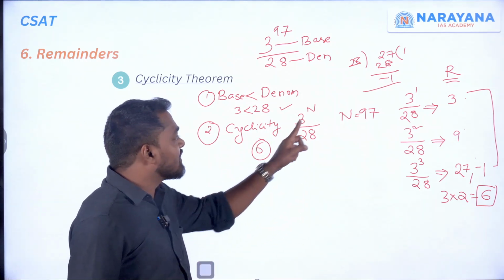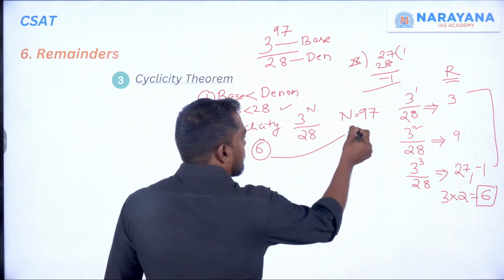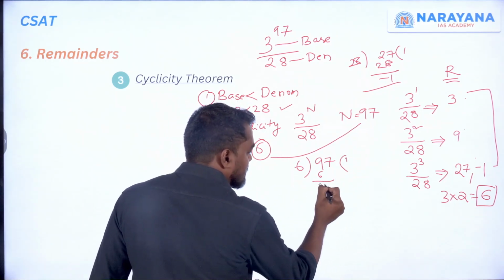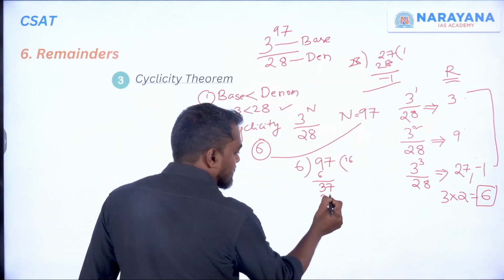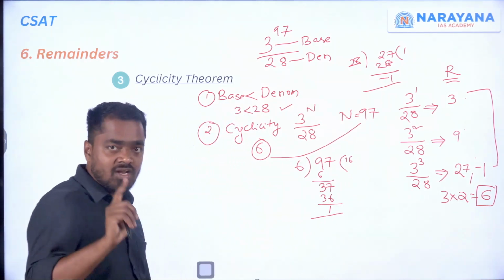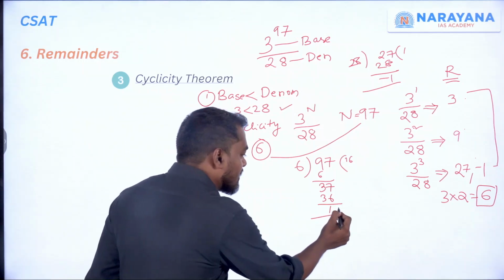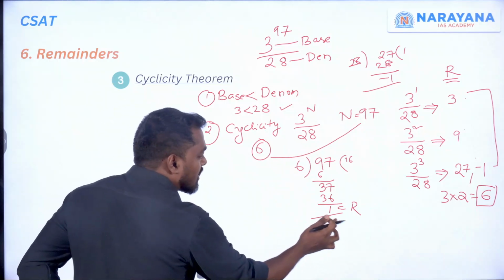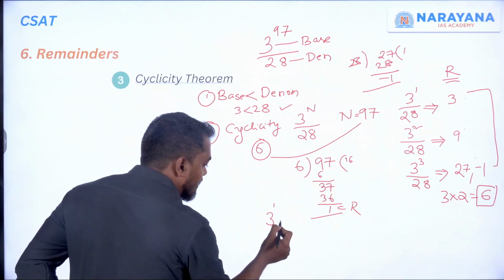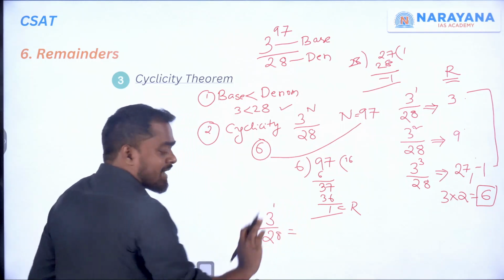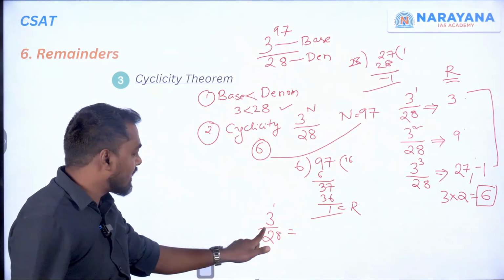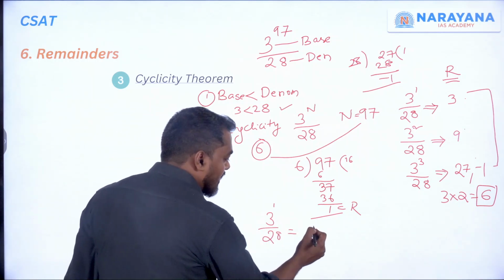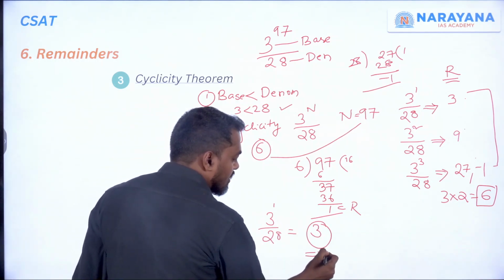Now divide the n with this cyclicity. So 97 divided by 6. 6 ones are 6, 37, 6 6 are 36, remainder is 1. Now you can put this remainder in the place of n. So what is 3 to the power n by 28? You can put 1 in the place of n. 3 to the power 1 by 28. That means the whole expression can be simplified into this expression. So 3 by 28, what is the remainder? 3. So that is your answer.